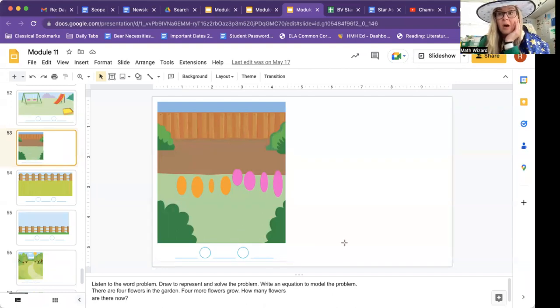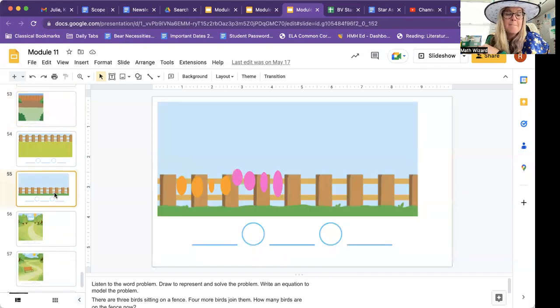So what would your equation be? Are we having some and adding more to it? So we have some and we're adding more to it, or do we have a total and we're taking away? Which do you think? I'm not going to tell you. All right, so pause this while you figure that out, okay? All right, good job. I need to clear those drawings there. Okay, listen to the word problem, draw to represent and solve the problem, then write an equation to model it.